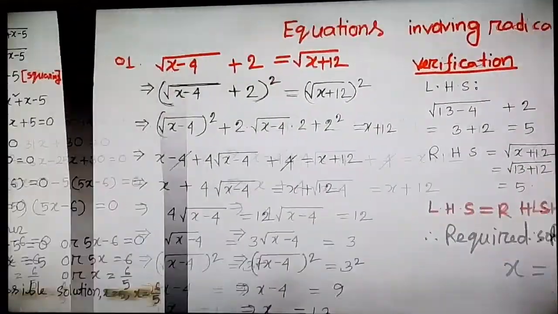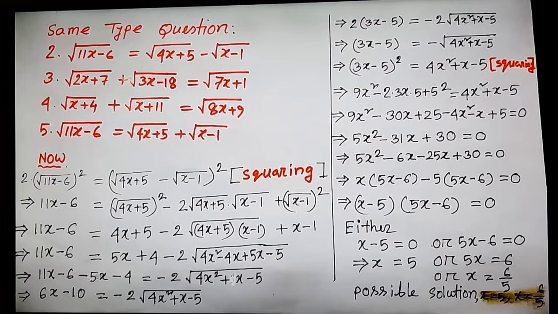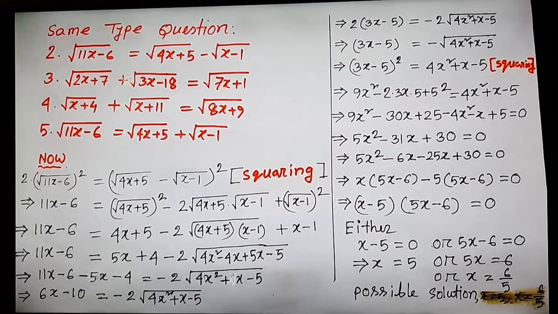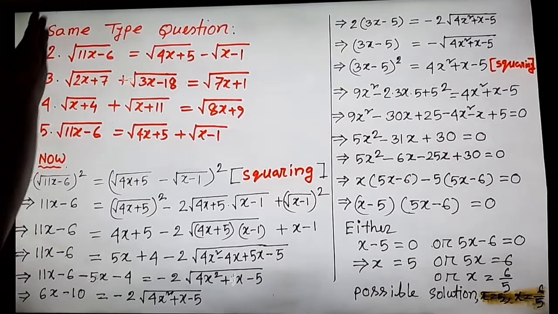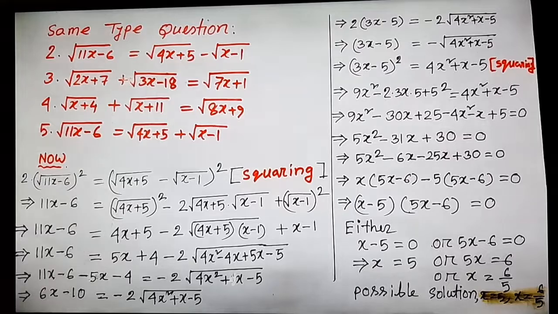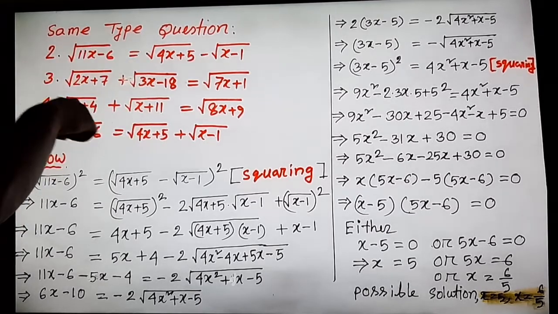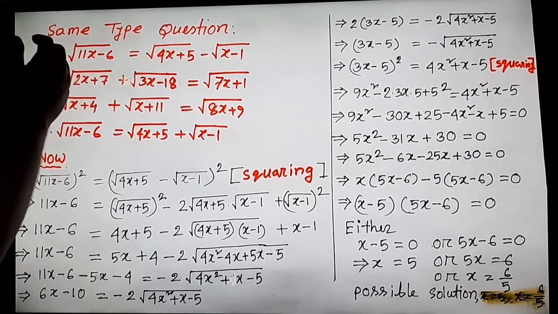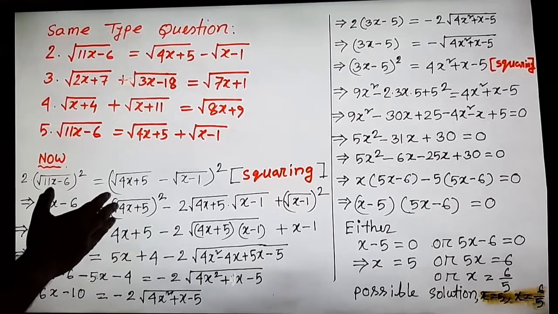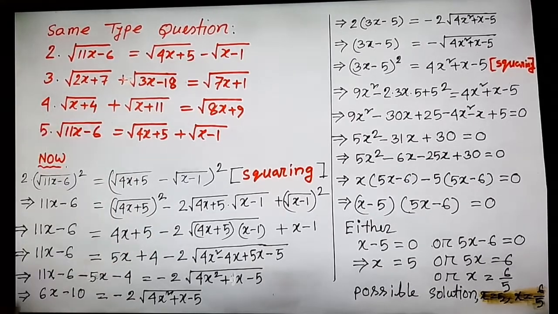Now observe these problems in Python 2. Same type question. Same type question means their solution procedure is same. So we can discuss any one of those questions. Already I have selected question number 2, and the solution of all 4 questions is the same procedure. If you understand this question, then you will do the other 3 questions.